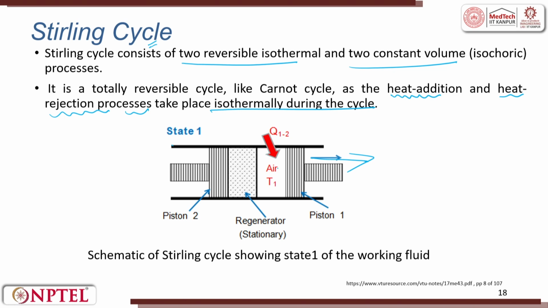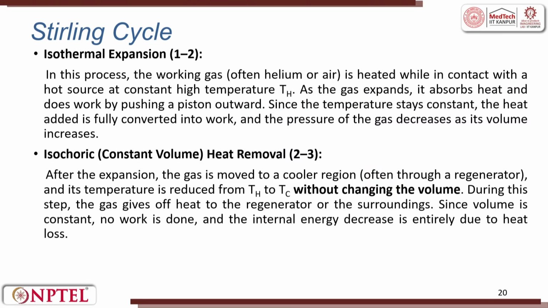So, when the heat is given, this fellow expands. So, this piston is dragged along this direction. It absorbs heat and does work by pushing the piston outward. Since the temperature stays constant, because it is an isothermal process, the heat added is fully converted into work and the pressure of the gas decreases as its volume increases. So, as I told you, there are only pressure, temperature, volume, that is all.